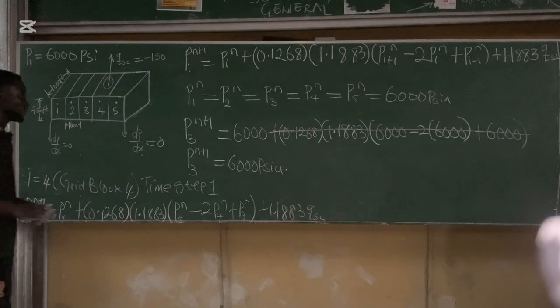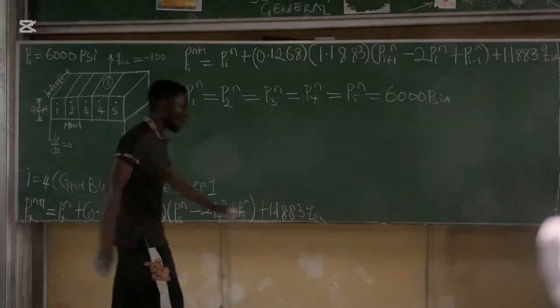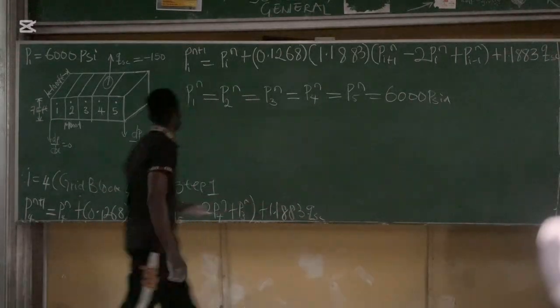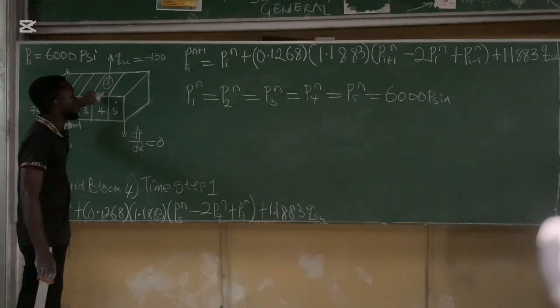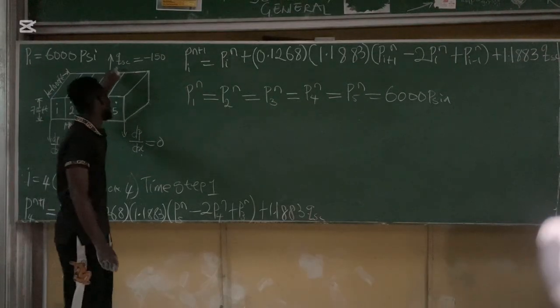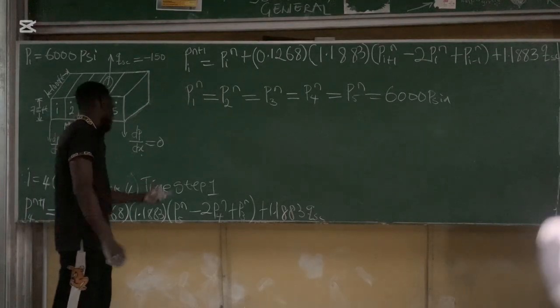So we are going to have this. So let's substitute values. If you look at this now, our QSC is here because the well is located at block 4. Since the well is at block 4, our QSC will not be 0. QSC will be equal to minus 150. So if that's the case, let's substitute values.